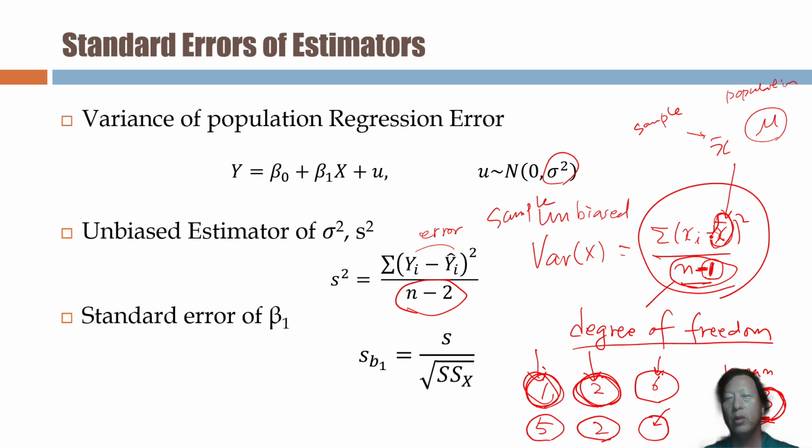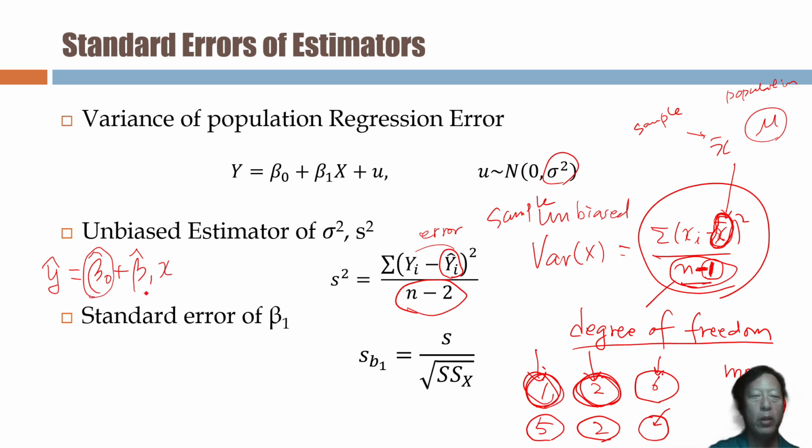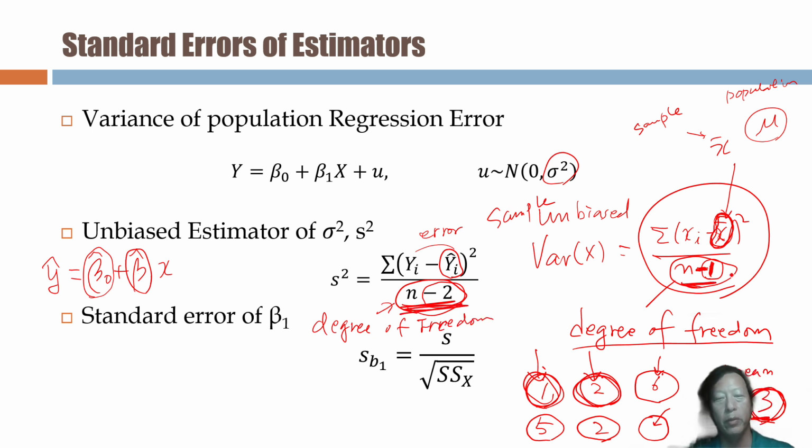Since we estimate only one parameter here, that's why we take away 1. However, if you take a look at this y hat, we use two estimators, two parameter estimates, right? We estimate this and we estimate this too. That's why you subtract 2. Again, this is the degree of freedom. That's why it's n minus 2 instead of n minus 1.